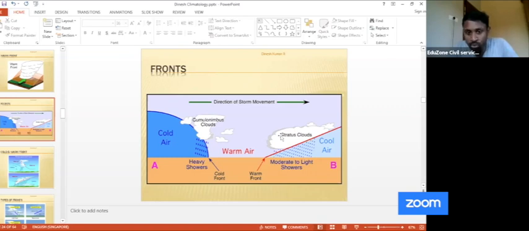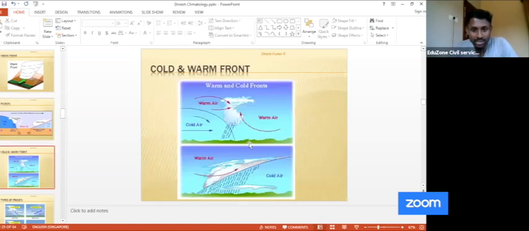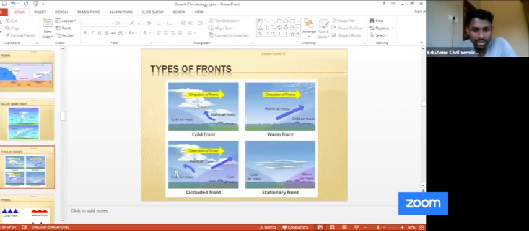Clear? What is occlusion? I said the entire warm air gets uplifted, right? Let's see if I have a slide or not. Yes, you can see here. This was my warm front, this was my cold front. As a result of continuous pushing, if the entire warm air gets pushed upwards and two cold masses come together with each other, they will interact and mix up. So warm air is entirely lifted up. This is known as occlusion or occluded front.